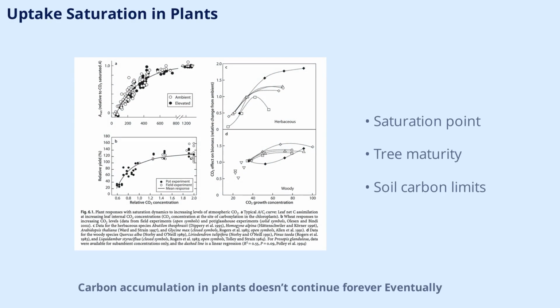Carbon accumulation in plants doesn't continue forever. Eventually, plants reach a saturation point after which they can't sequester more carbon. For trees, this happens when they mature or when the soil's organic carbon becomes a limiting factor. This concept is important because it means that simply planting more trees isn't always the answer. Management and species selection matter too.